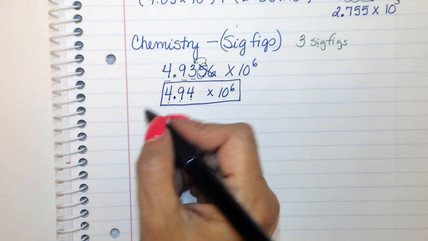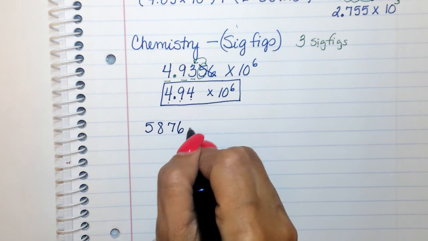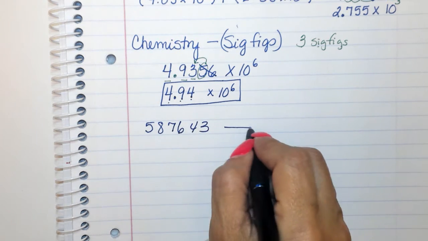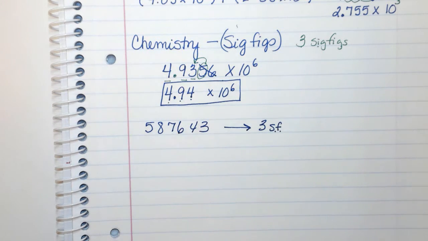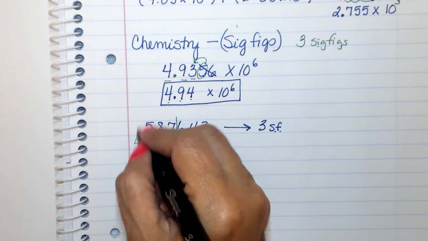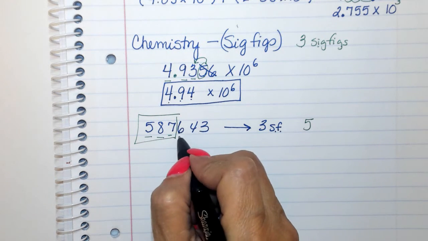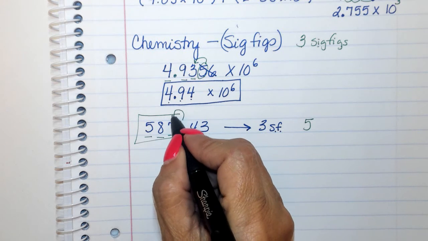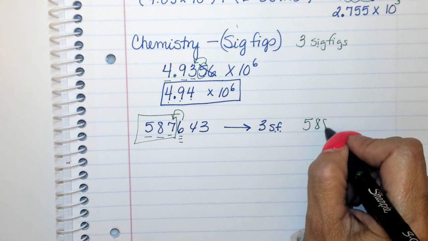Okay, let's try another one. Let's try 587,643. Let's write that in 3 sig figs. Now, you're going to see it written SF. You're going to see me write that and abbreviate that. All right, so here we go. I'm going to give you a second to kind of think about it. I only want 3, so 1, 2, 3. I only want to focus on these 3 numbers here. 5, 8, 7, and then I'm going to go out to the 4th. The 6 is bigger than 5, so it's going to round that up. So 5, 8. The 7's going to turn to an 8.